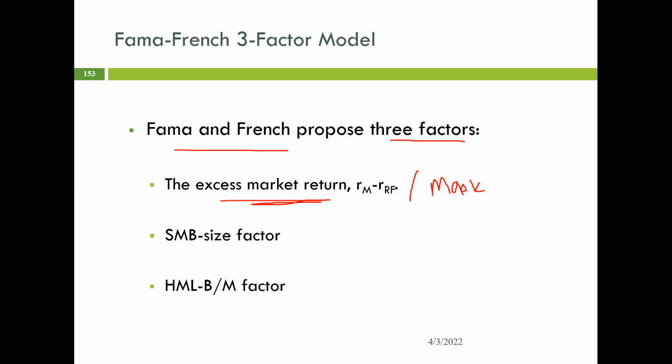So apart from this one, they include the SMB factor. SMB means size factor. Small minus big. Size means market capitalization, and that is brought in as a risk factor in this Fama and French 3 factor model.